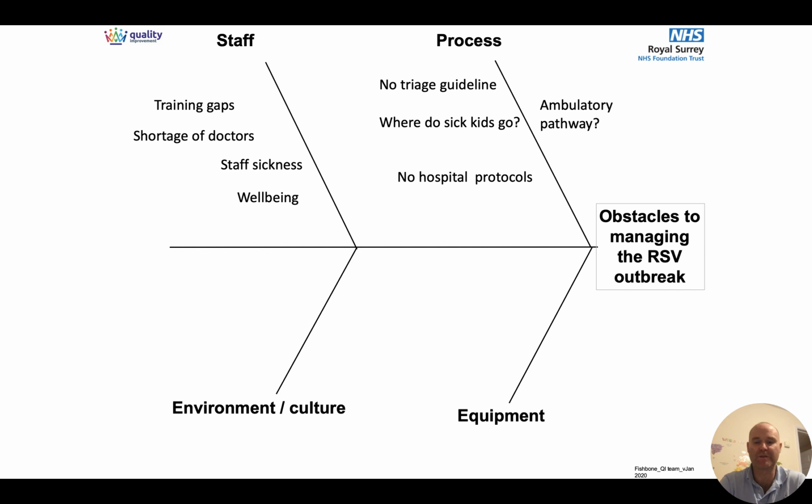We've looked at process. Well, there's no triage guideline for managing RSV attendances. We haven't got a place for the really sick kids to go because maybe we don't have a pediatric HDU. We've got no hospital-wide protocol. There's no national guidance on how we should be managing this outbreak. And there's no kind of facility for ambulating these patients because we don't know what the criteria are.